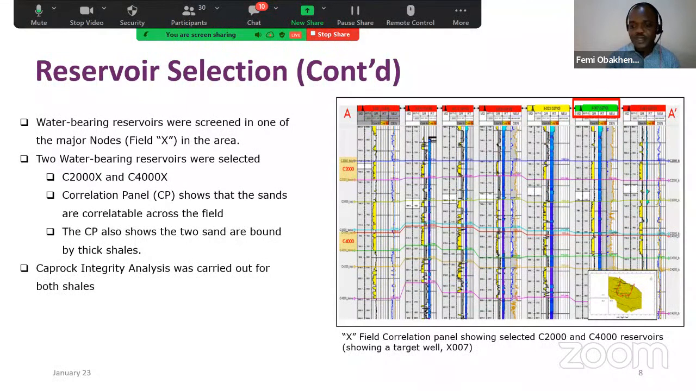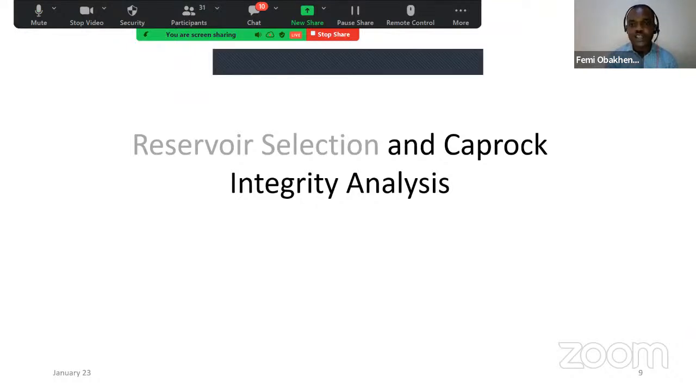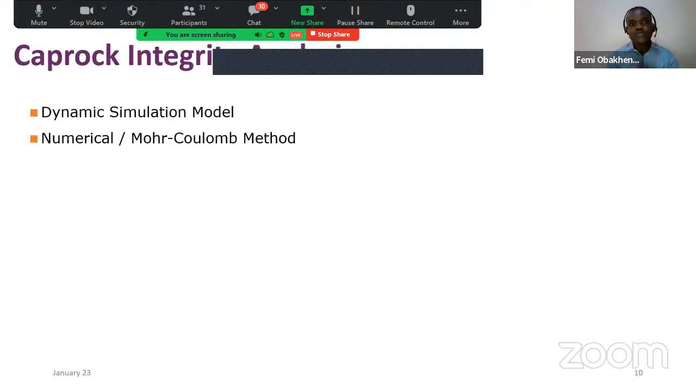And then the next thing we did was to carry out what we refer to as a caprock integrity analysis, which is the next subsurface consideration in building a robust produced water disposal system. What we normally do here is you want to be able to tell that when you begin to dispose water into the selected reservoir, the caprock that you have top and bottom of that reservoir will be able to hold, so that it will not frack and it will not shear as long as you continue to dispose water into your selected reservoir.